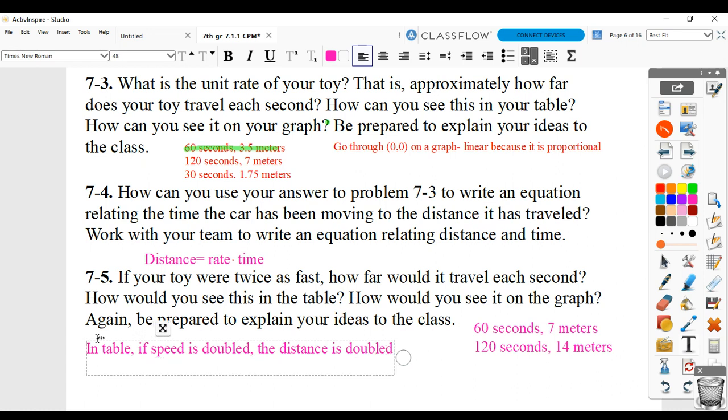And then how would we see that in the graph? Well, in the graph, it would still go through (0, 0), because in 0 seconds, it would travel 0 distance, no matter how fast it goes. If it doesn't travel any seconds, it won't travel any distance. So it would still go through (0, 0).